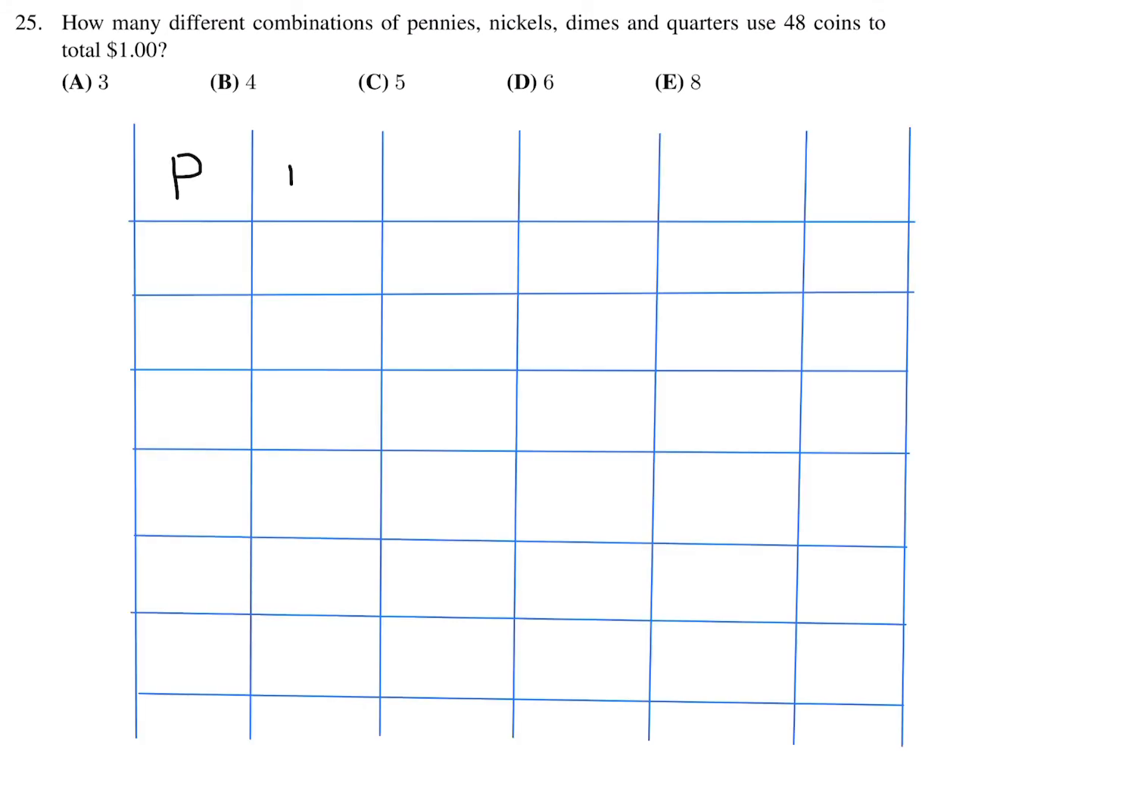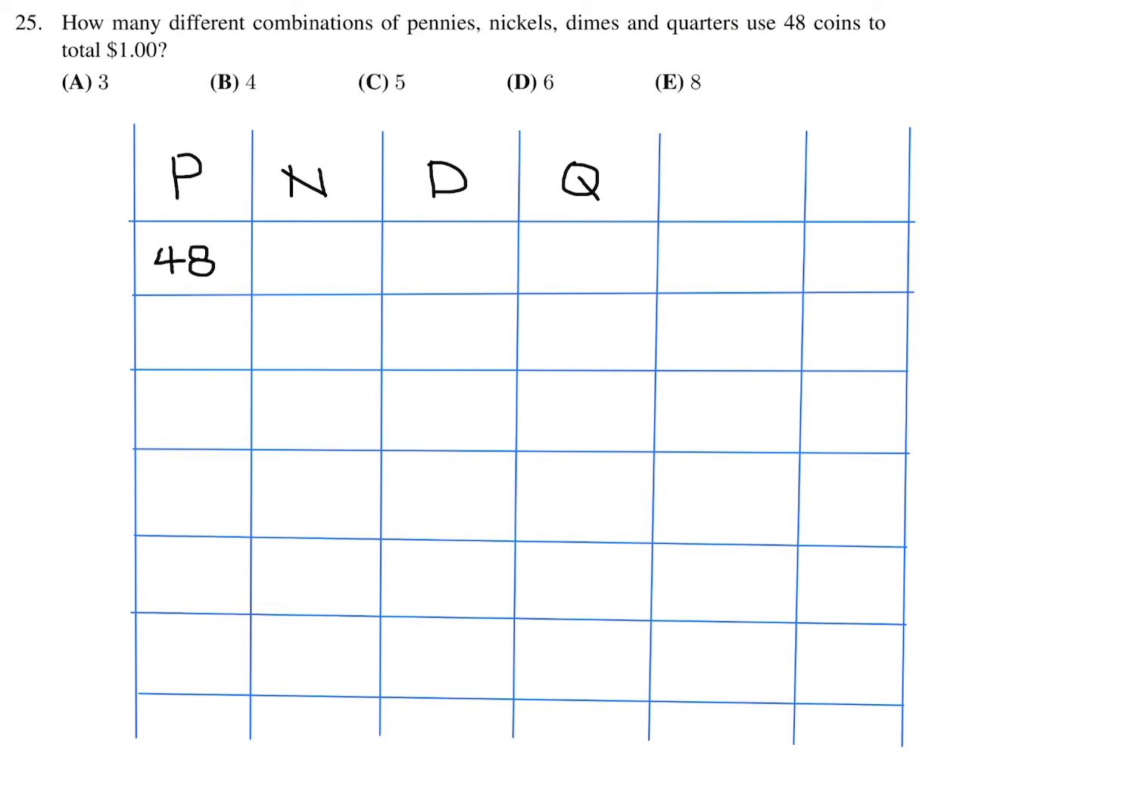Pennies, nickels, dimes, quarters. Now, we are not told much in this question. We don't know if we have to use a penny, nickel, dime, and quarter for all the combinations, or can I not have one of those coins? You know what I mean? Like, can I have 0 nickels and 0 dimes? Well, we'll just go with this. The number of coins has to be 48, right? So if I have 48 pennies, I'm just going to start at that point. If I have 48 pennies, they're all pennies, I've got 48 cents.